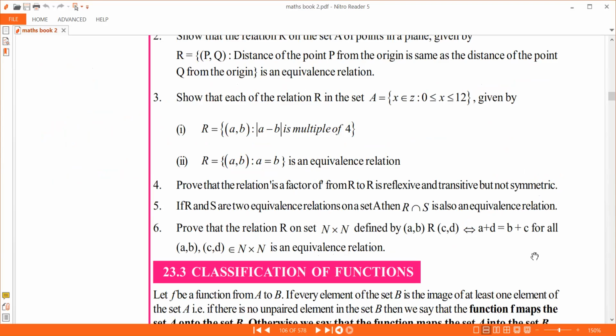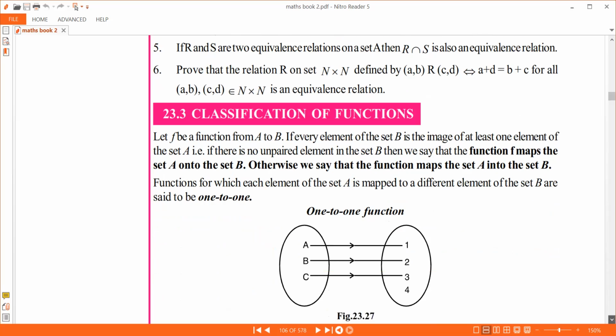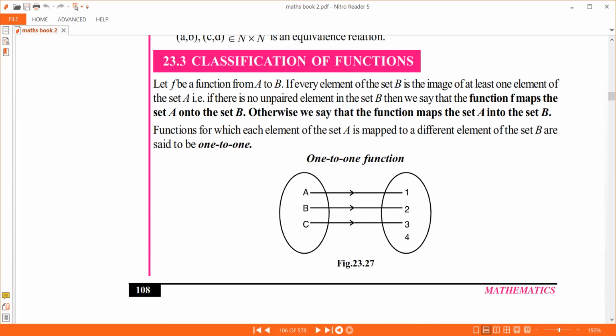Let us see. Next one. Classification of functions. There are different kinds of functions. Let f be a function from A to B. If every element of the set B is the image of at least one element of set A, that is, if there are no unpaired elements in set B, then we say the function f maps the set A onto set B. Otherwise, we say the function maps set A into set B.